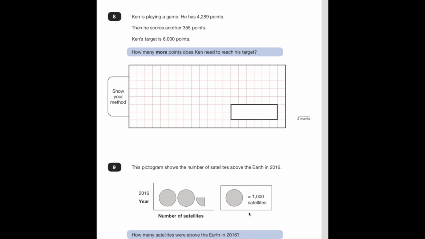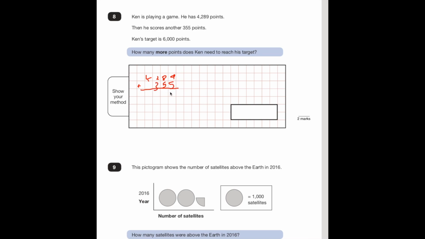Number 8, Ken is playing a game. He has 4,289 points. Then he scores another 355. But his target is 6,000 points. So how many more does he need? So first of all, we need to work out how many has he got all together. We've been told he had 4,289 to start with. Let's write that down. Plus an additional 355 he's just scored. So let's add those together.